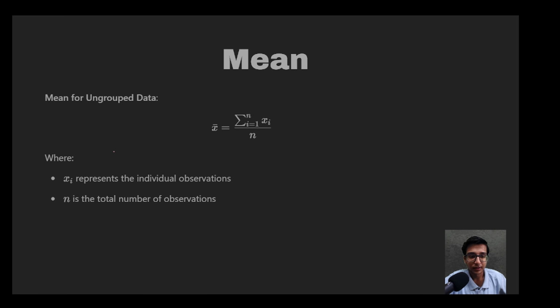So first the very easy part: mean for ungrouped data, where there is just one value corresponding to one input. So ungrouped data basically means one input for one output. This is what ungrouped data means.